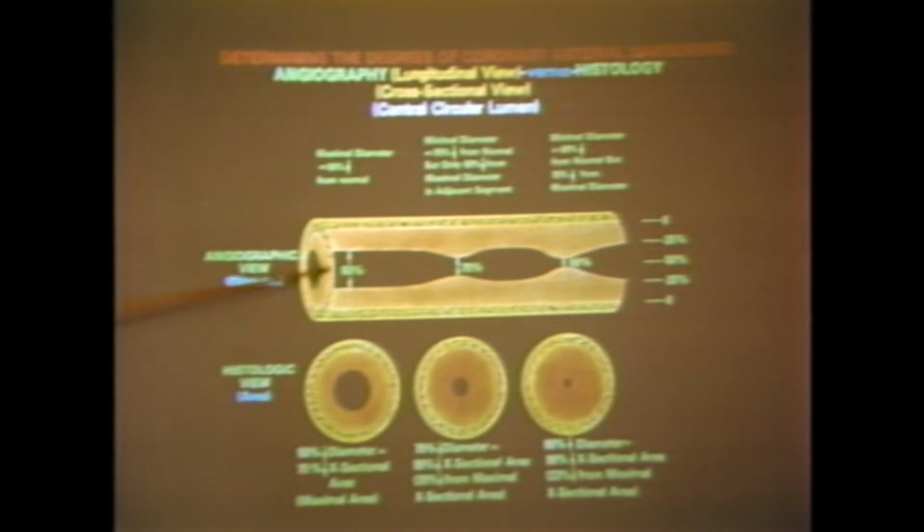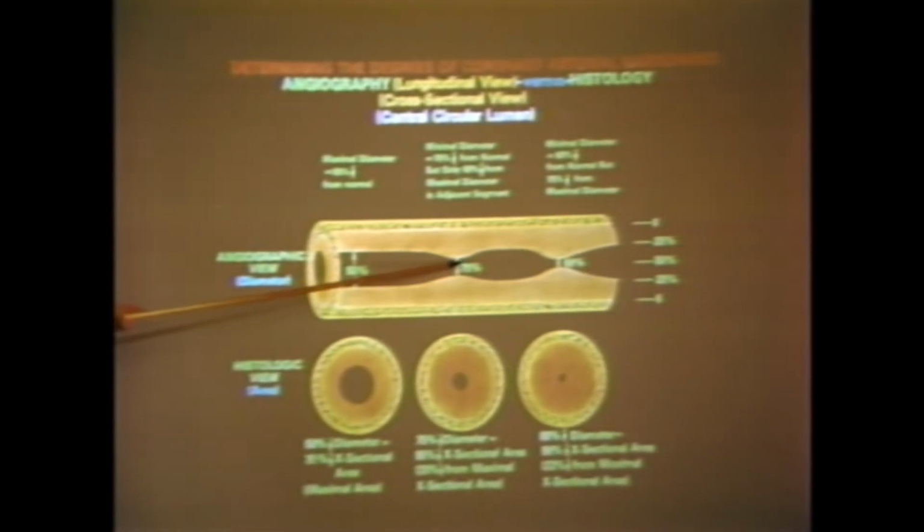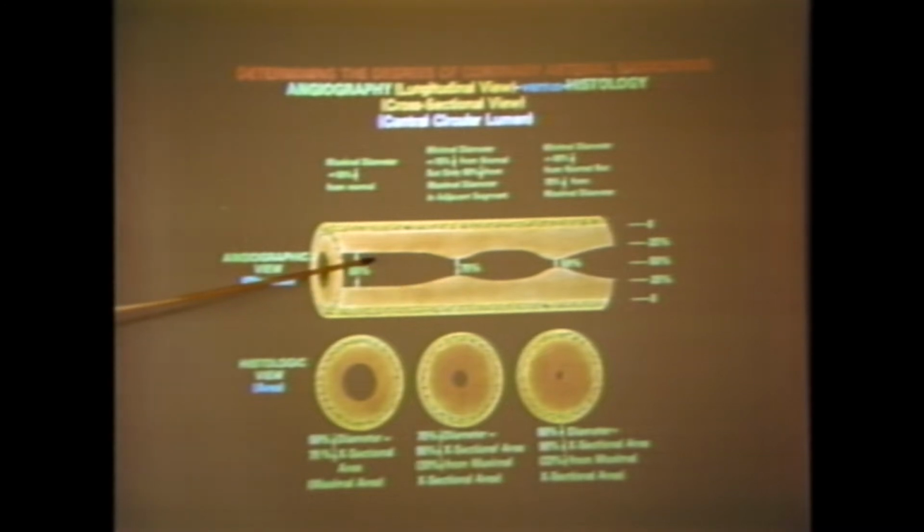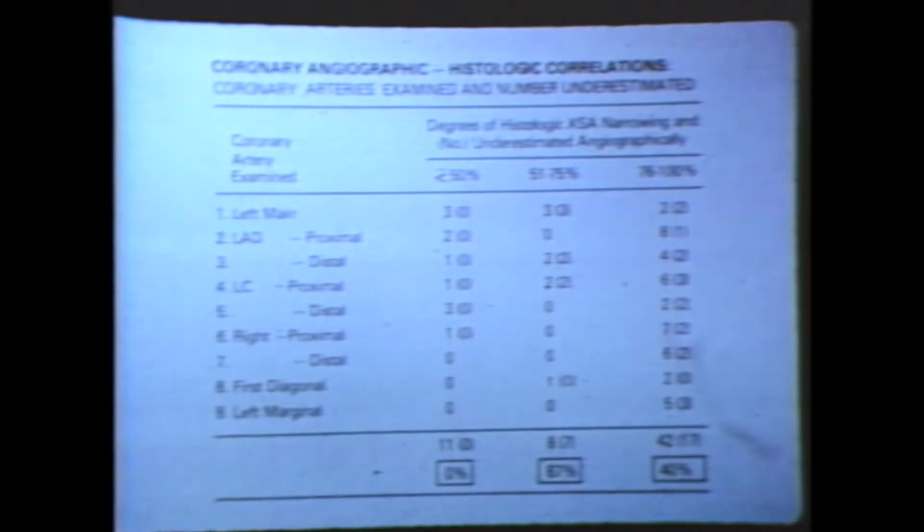The real world is this: if one has a narrowing, that narrowing is simply compared to an adjacent area, which is assumed to be normal, but in actuality almost surely is also narrowed. So if one could compare it to the internal elastic membrane, it would indeed be a 75% diameter reduction, but when compared to this adjacent area, which is assumed to be normal but in actuality is also narrowed, that becomes a 50% diameter reduction. In other words, there is a built-in tendency to underread coronary angiograms.